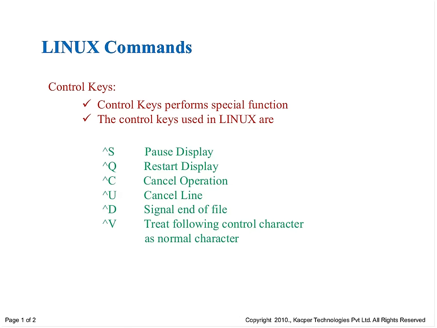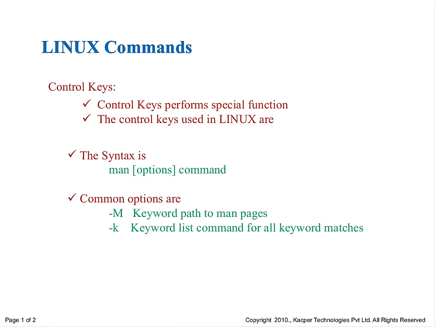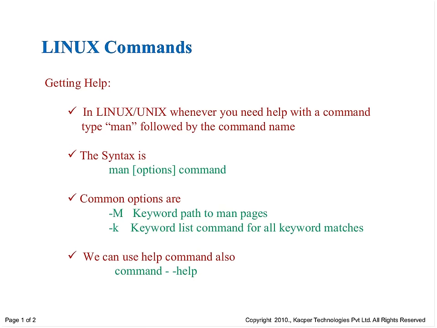So now that we understood the control key operations, let's look at how we can get help in Linux. In Linux you can get help in many ways. One of the ways that you can get help on a particular command is to use what is called man. The man is the short form for manual. So it is like opening up a manual and looking at what a particular command does.